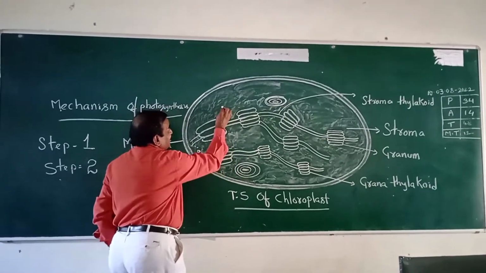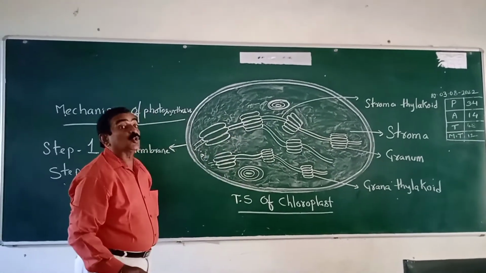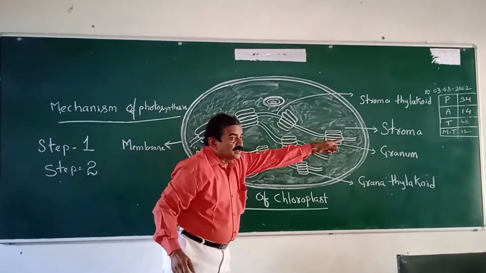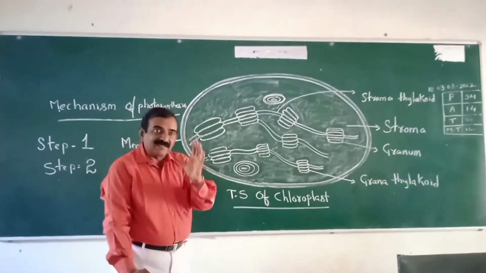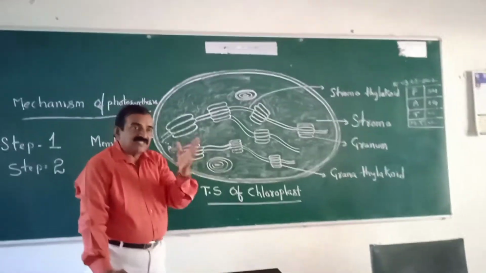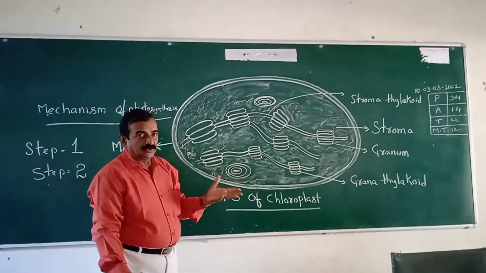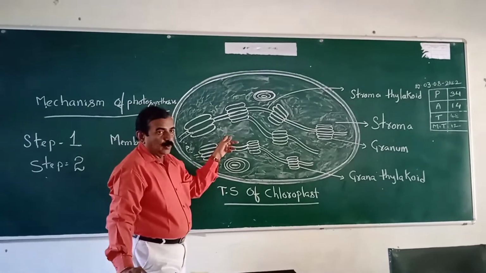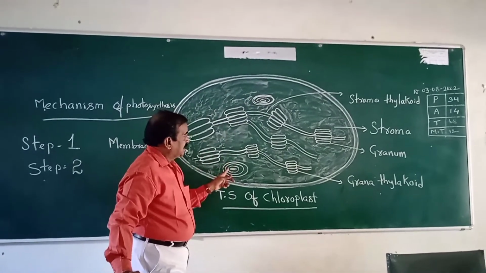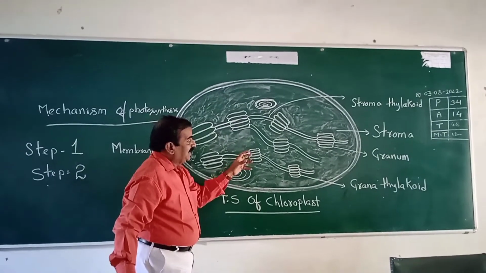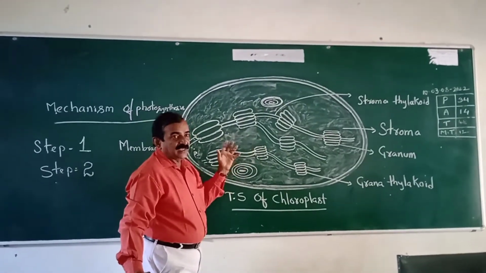Again you see the intermediary fluid material that is present in the chloroplast is called stroma. What is it called? Stroma. Stroma consists of enzymes and some of the substances which are required for preparation of food. This is called stroma, and this is called starch grain. Starch grains. So this is a brief description about chloroplast.